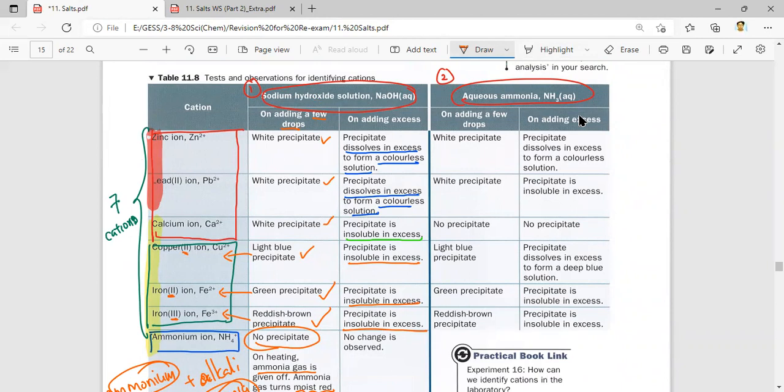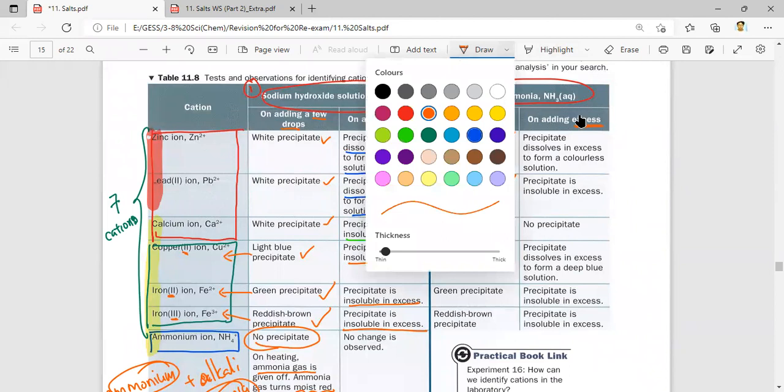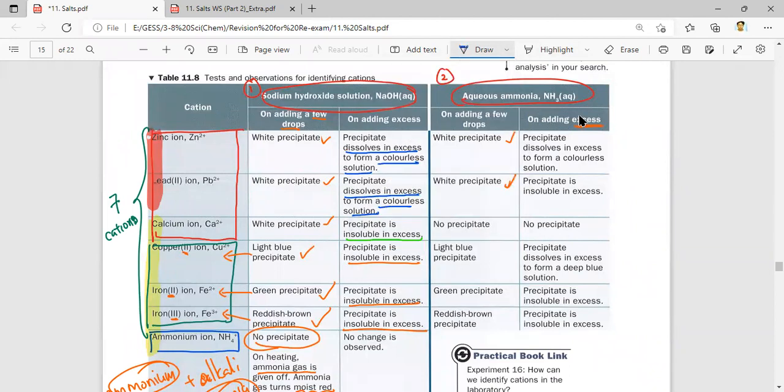Zinc: if I have zinc ions present in a solution and I add aqueous ammonia, you say, sure, white precipitate for zinc, white precipitate for lead when I initially add a few drops. Still cannot differentiate. Yes, you're right, if I just add a few drops. But if I add in excess, I seem to see a little bit of difference. Why? Because for zinc, the precipitate will dissolve in excess to form a colorless solution.